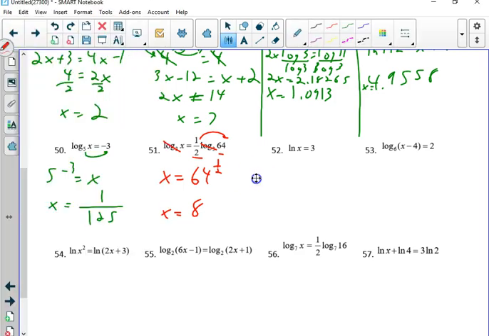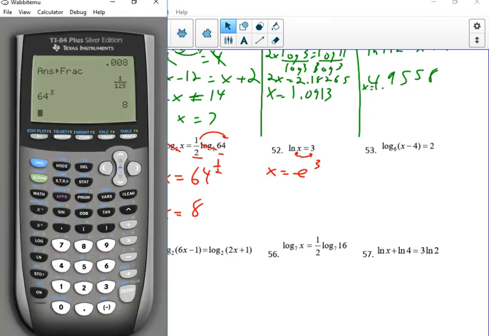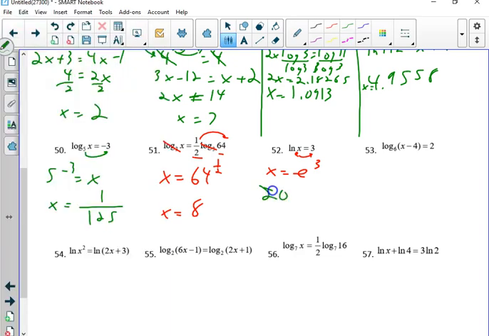ln, remember, we don't have a base, it's e. Switch and flip. x equals e to the 3. Where's that? It's above the ln in blue. So we get second ln, there's your e, put a 3, and there's our decimal, 20.0554.